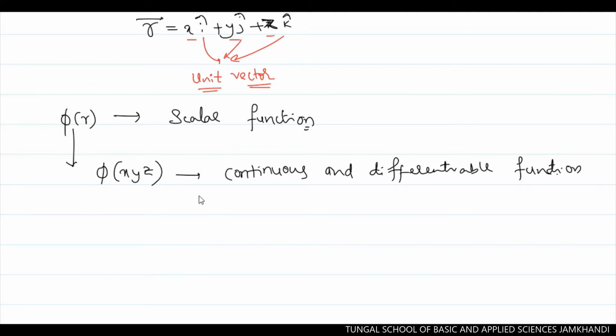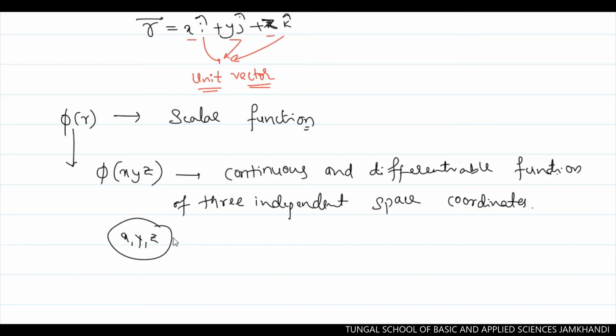It is a function of all three independent space coordinates, x, y, and z. Along with this, if we represent any coordinate system in terms of x, y, z, and t, then x, y, z are the space part and t is the time part.